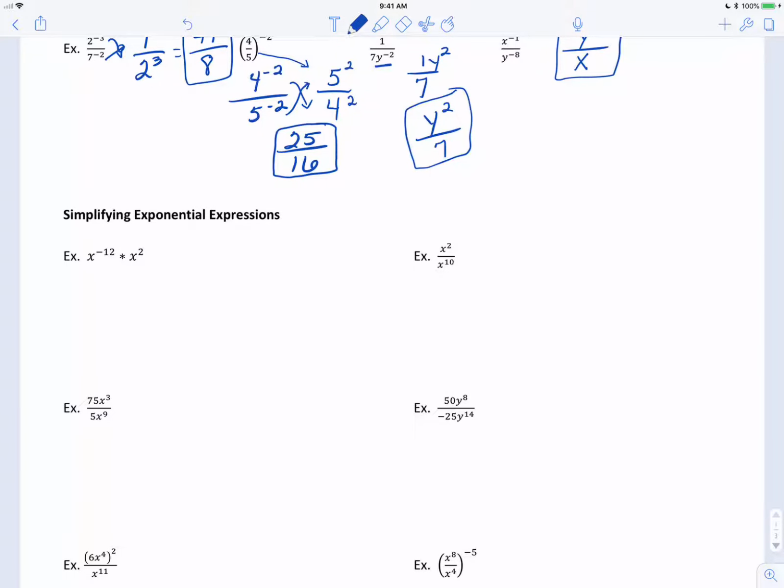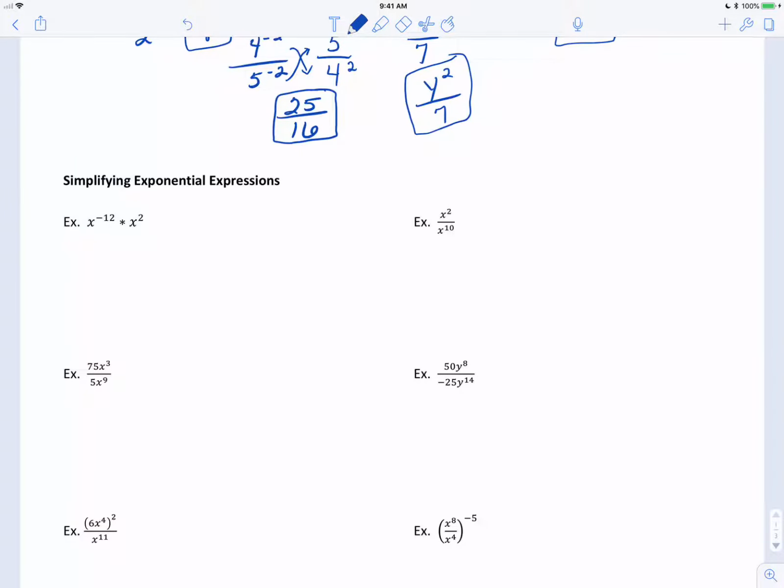All right, so let's talk about throwing some of these exponent rules together and see if we can simplify some of these expressions. Well, we have x to the negative 12 times x squared.